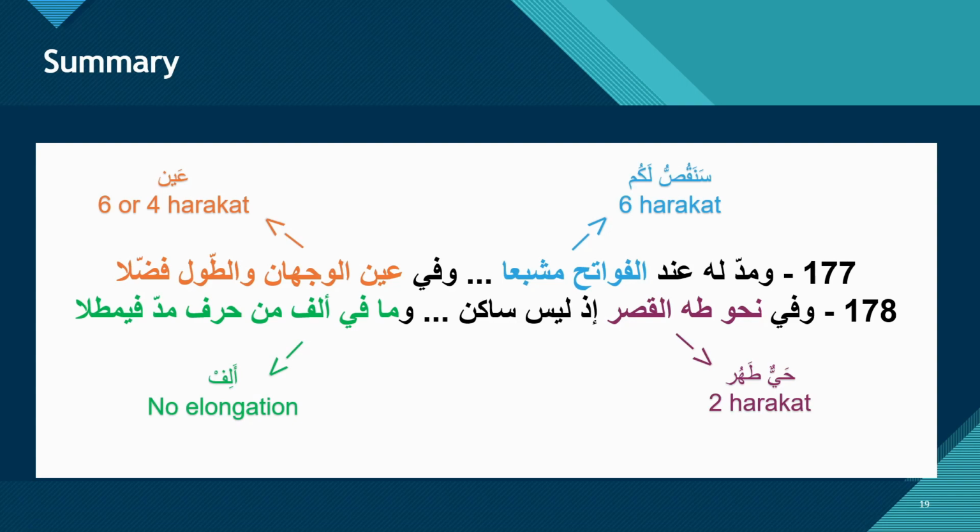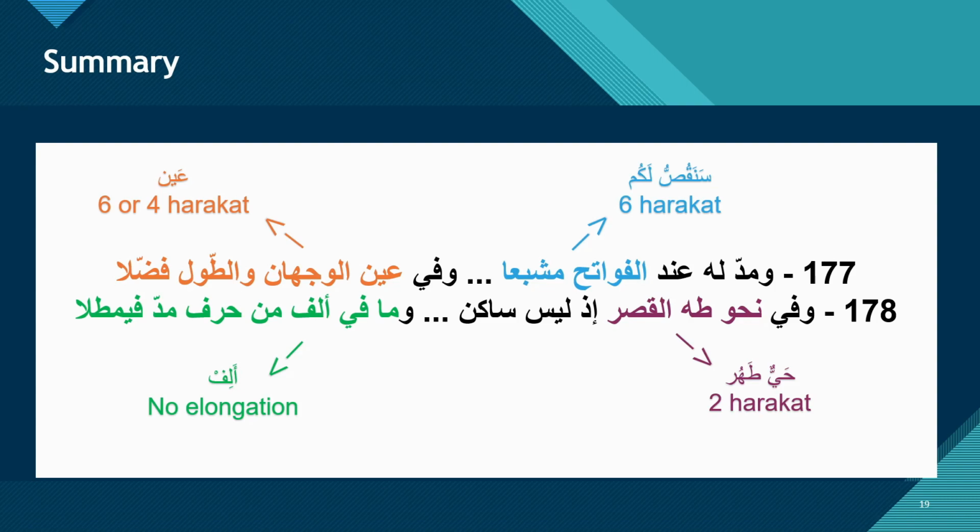So one last time, there are 4 categories in the mad al-lazim al-harfi, in a letter. And we said the huruf al-muqatta'a are always at the beginning of the surah. So he says ومد له عند الفواتح مشبعا, and he means the letters of سنقص, which is 6 harakat. And then he continues on to say وفي عين وجهان والطول فضلا, and عين has 2 options, which is 6 harakat or 4, and stretching it 6 harakat is preferred.